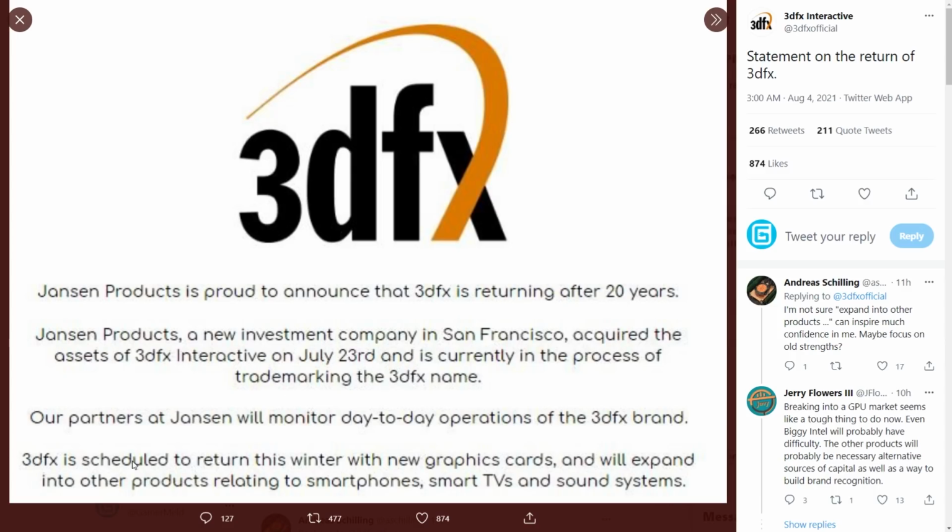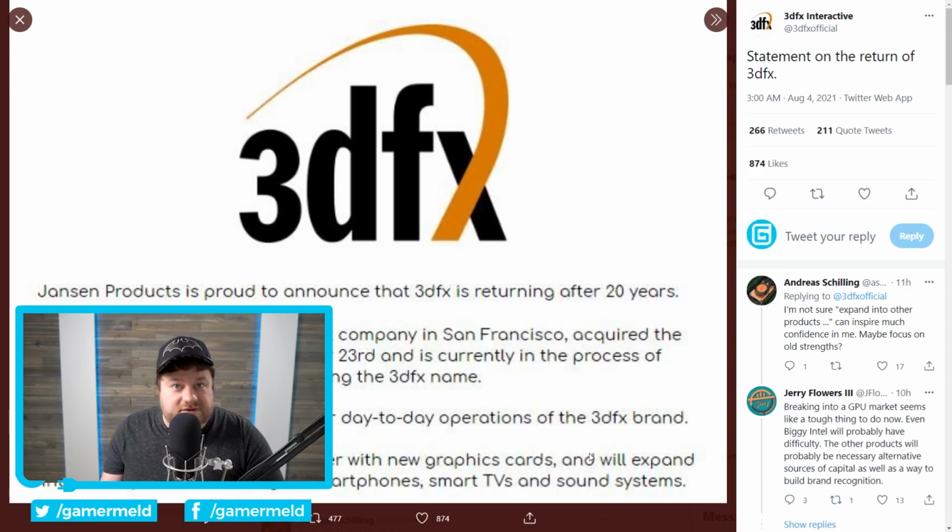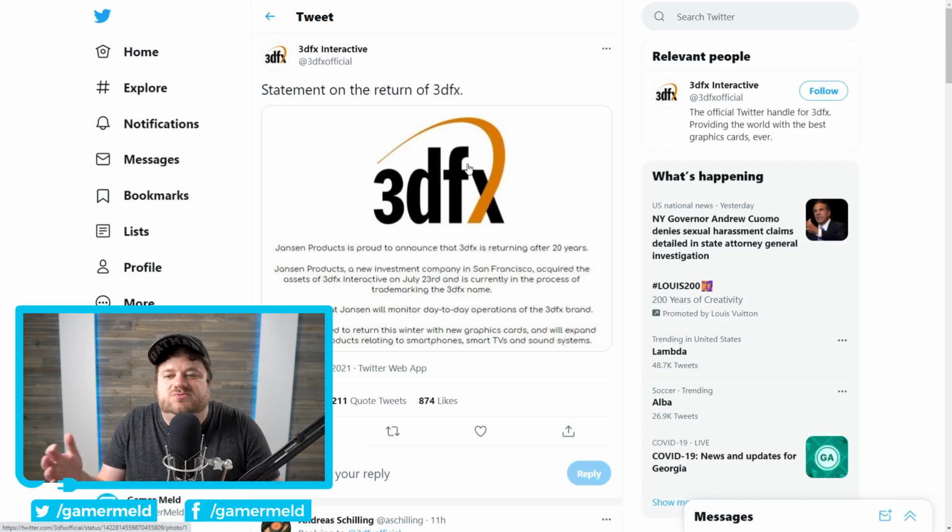They also say that 3DFX is scheduled to return this winter with new graphics cards and will expand into other products related to smartphones, smart TVs, and sound systems. So, there's a few things here. For one, they called it Janssen Products, which really sounds like Jensen, which is the CEO of Nvidia. So this definitely does sort of sound like a hoax, but I guess it's just one of those things where it would be really exciting if true, almost definitely not.